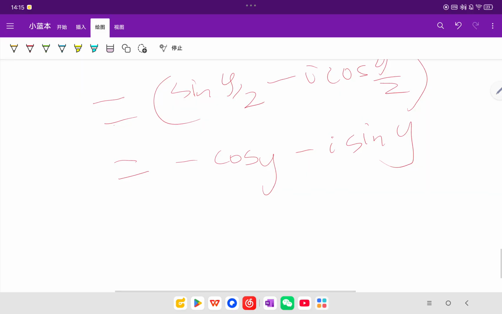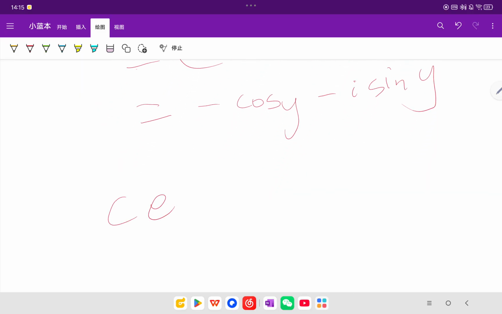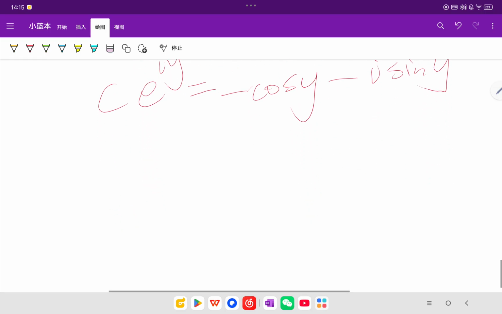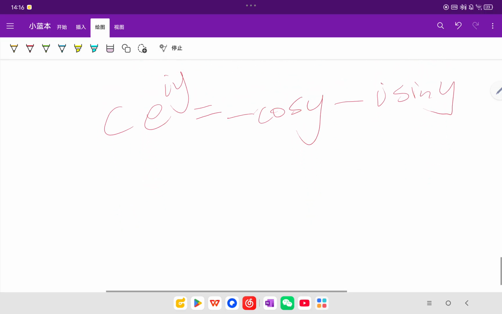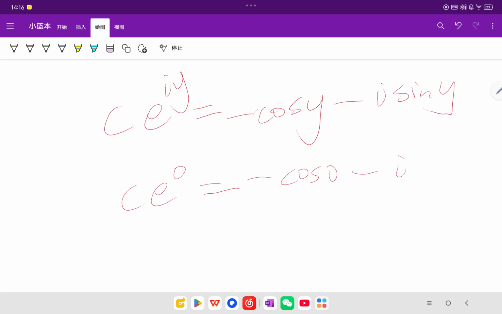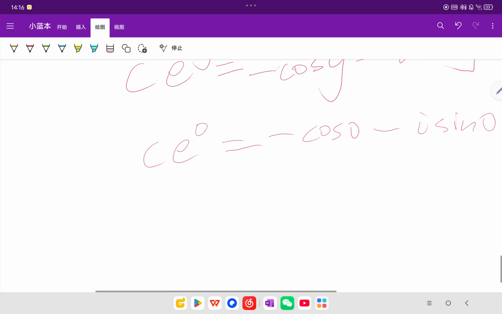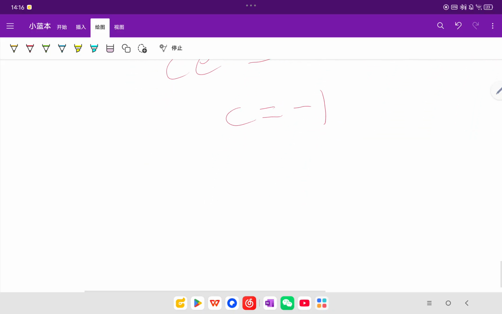So we have here c e to the iy equals negative cos y minus i sine y. If we substitute y equals 0, we'll get c times e to the 0 equals negative cos 0 minus i sine 0. So we'll get c equals negative 1. Therefore, we have e to the iy equals cos y plus i sine y.